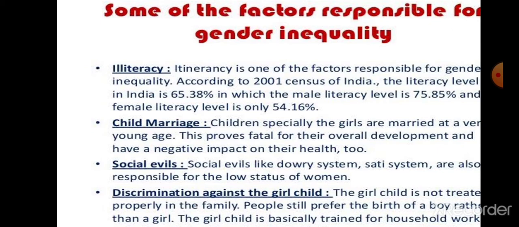Why? Parents have a fear about the dowry system, about the sati system, and they have a fear about the safety of that particular girl. So they never send the girl outside of the family, or even at an early age they marry their girl to another man.